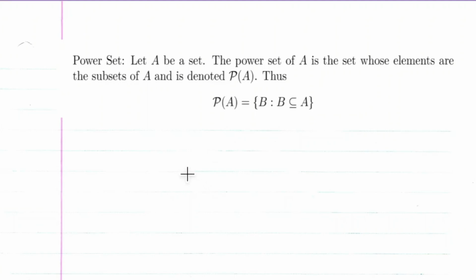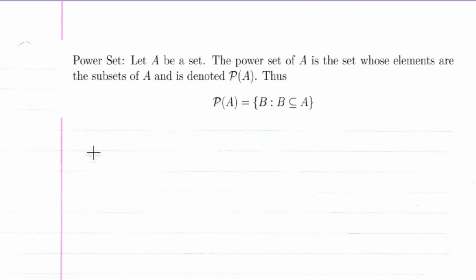Okay, so we're going to look at the definition of the power set, and we're going to look at some examples illustrating how the definition works. So the definition goes as follows. We're going to let A be a set. We know the power set of A is a set whose elements are the subsets of A and is denoted power set of A. Thus, the power set of A is equal to all the B's such that B is a subset of A. So we can see that the elements of the power set are those subsets of A.